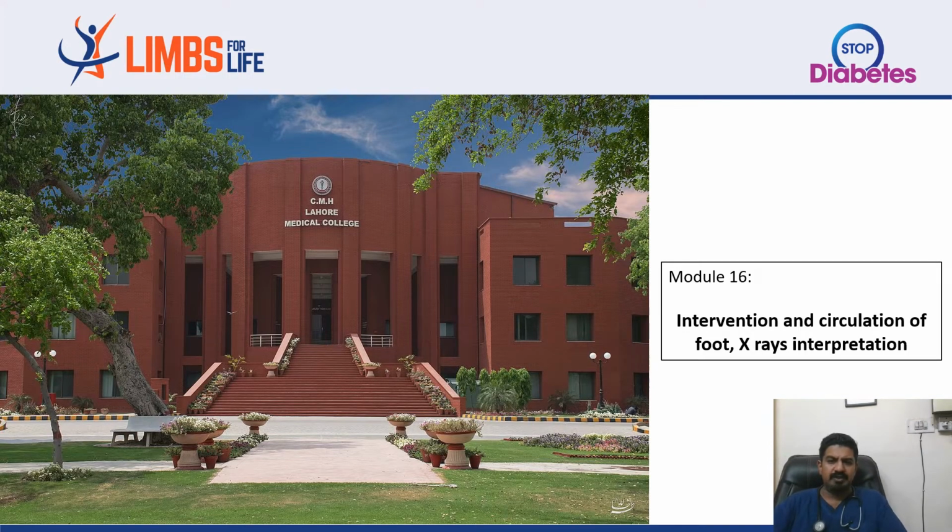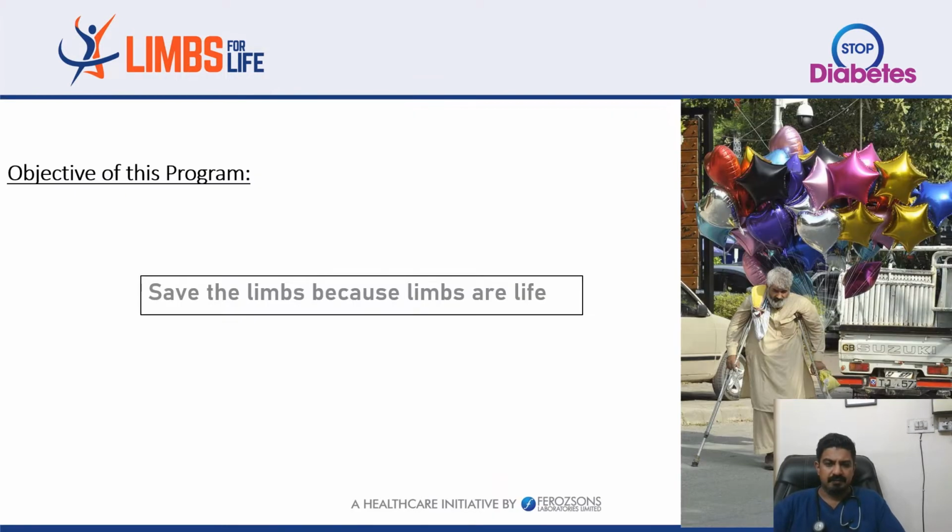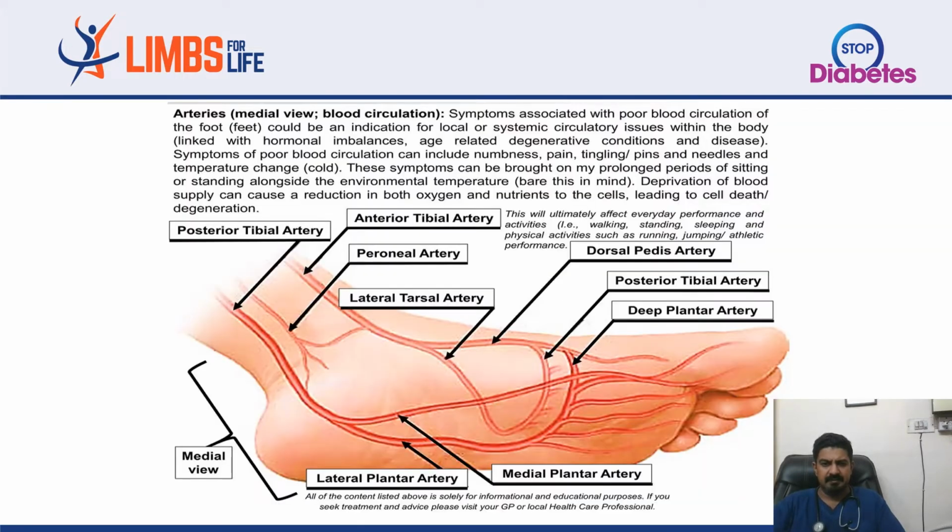This is module 16 of the Limbs for Life program. In this, we're going to talk about intervention and circulation of the foot and x-rays and their interpretation. The objective of this program is to save the limbs because limbs are very important, and they affect our functionality, our mobility, and a loss of limb can have physical and mental effects on anyone.